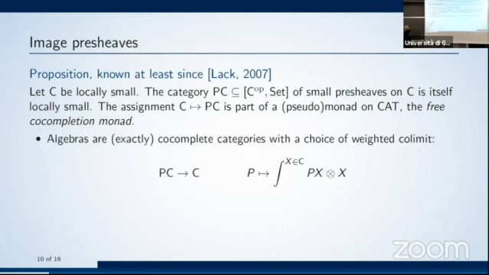So the algebras now are really co-complete categories with a choice of weighted colimits, which we express as coends. If you have a small presheaf on C, then you obtain an object of C by taking the weighted colimit of the whole category weighted by the presheaf. In a moment, I'll tell you why this exists, even if C is large, okay?